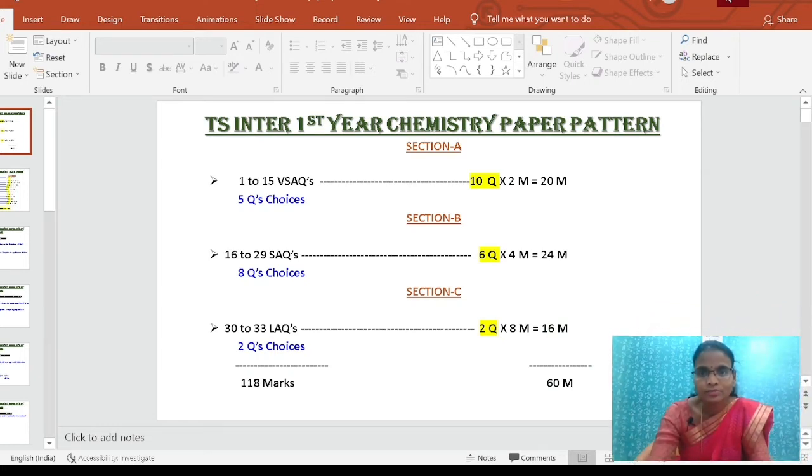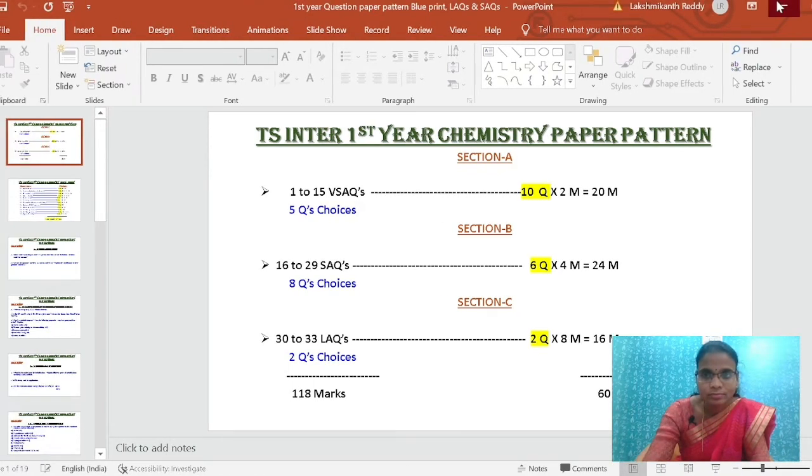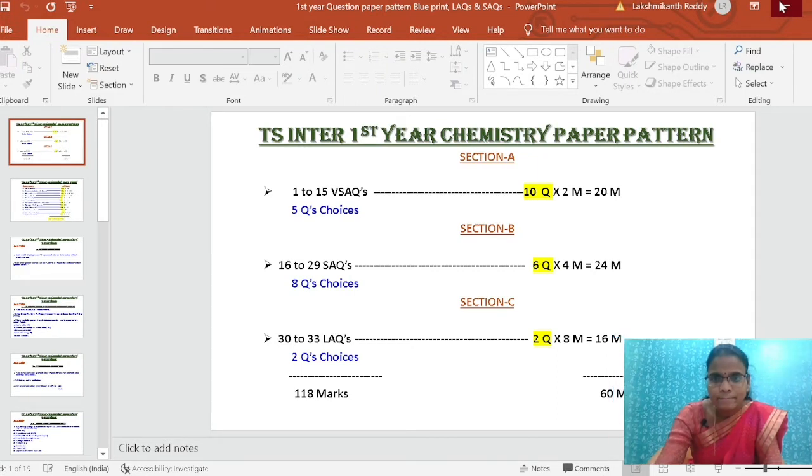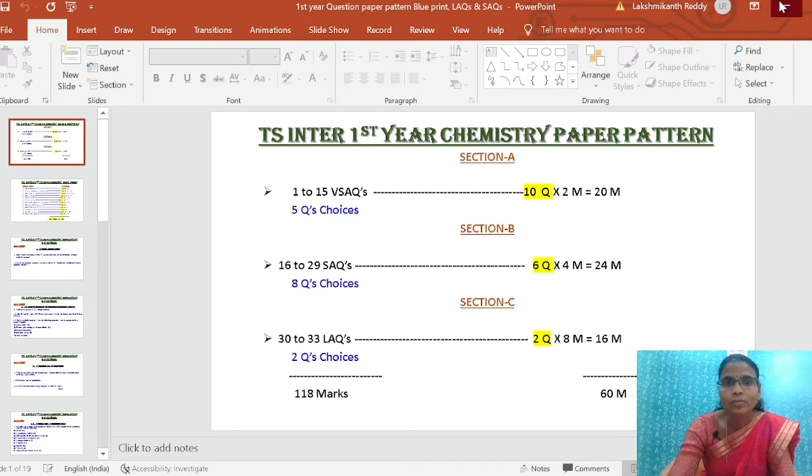First of all, here's the inter first year chemistry paper pattern. Okay? Now, see here. Let's start. So, paper pattern. Listen to me.